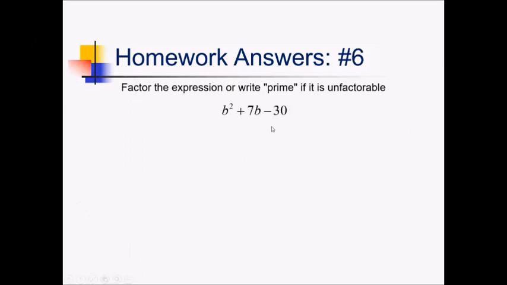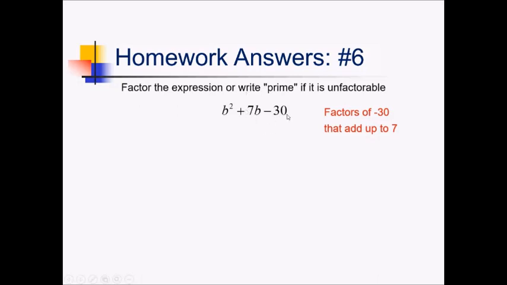To factor this expression, we need factors of negative 30 that add up to 7. And they're going to have opposite signs because they're multiplying to give us a negative. So that means they're going to have to basically be numbers that subtract in some way to give us 7. So let's try out combinations.